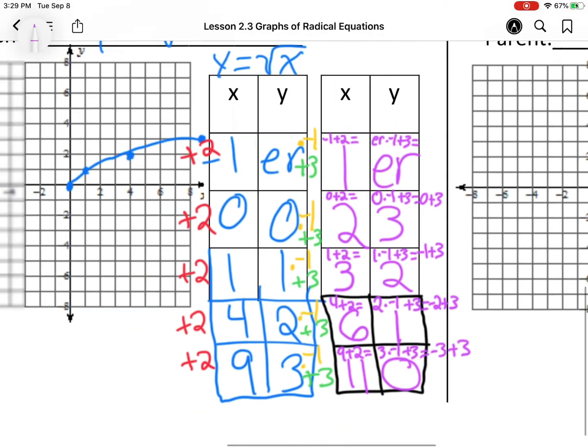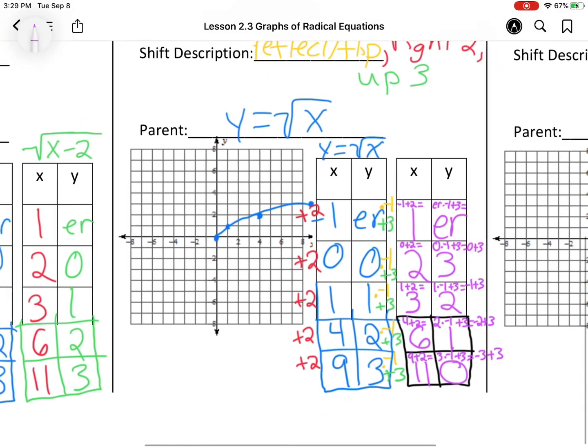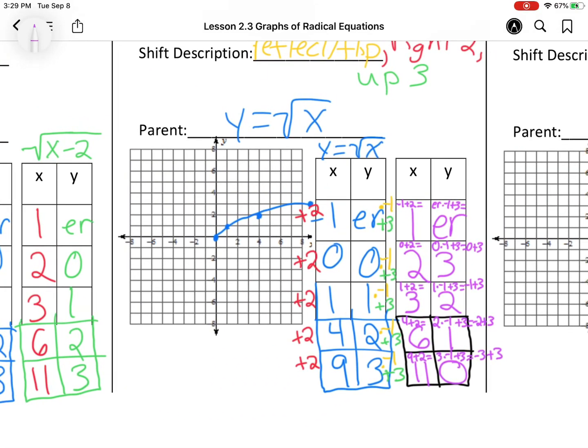So that would be my new graph, my new equation. So we've got (2, 3), which is there. We got (3, 2), which is there. (6, 1), which is there. And then (11, 0), which would be way over here. So that would be our graph.